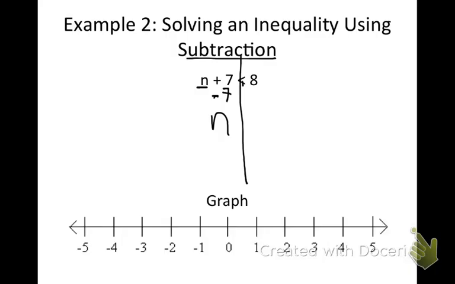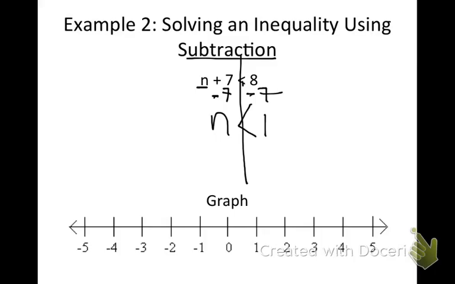Now whatever I did to the left side, I need to do to the right, so I subtracted 7, so I'm going to subtract 7 from that side. 8 minus 7 is 1. I'm going to bring down my less than sign. So I know n has to be a number that's less than 1.